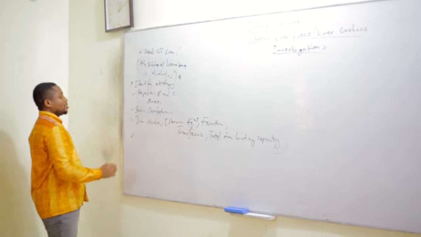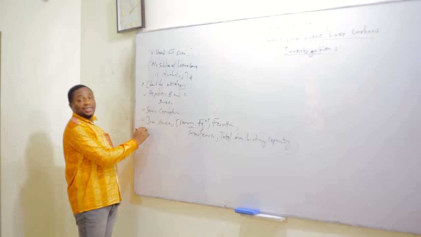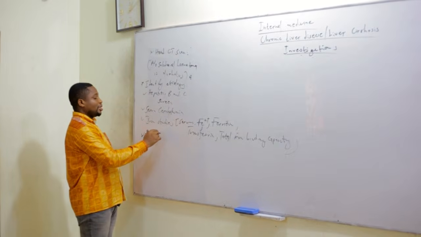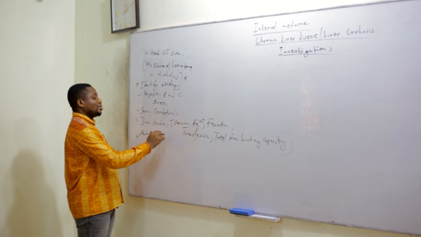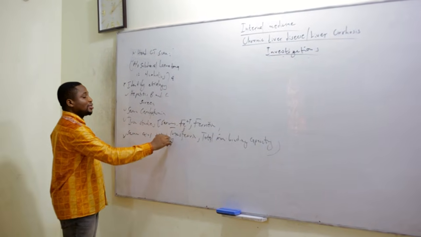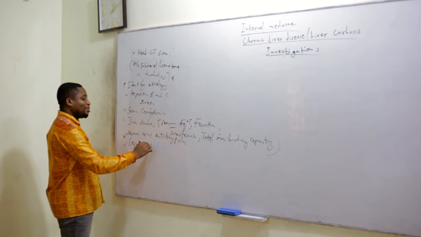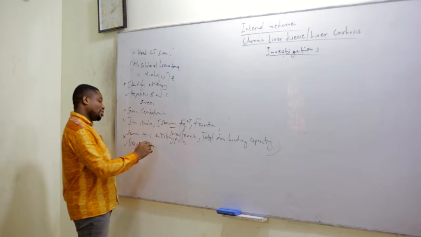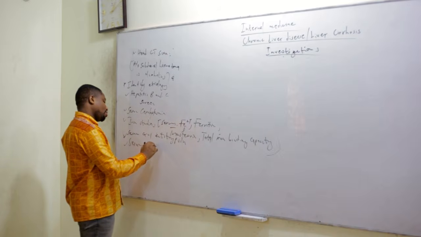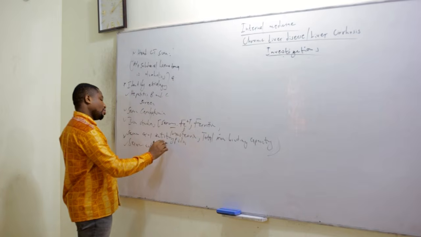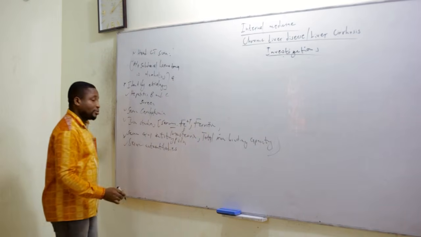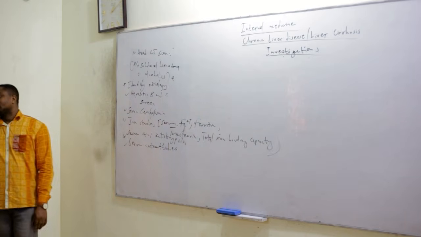Alright. We can also check serum alpha 1 antitrypsin levels, and we know why we are doing that. We can also check for serum autoantibodies. Why? Because of the autoimmune conditions. Are you following?